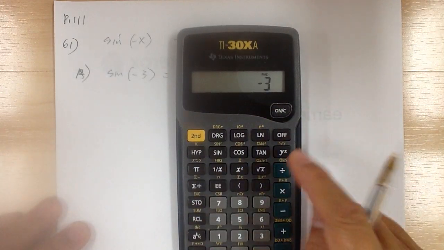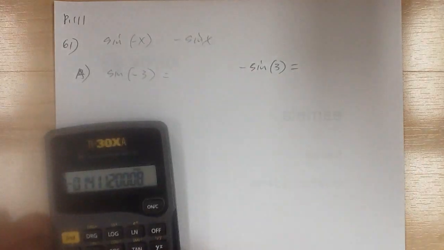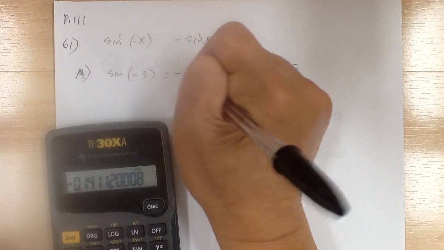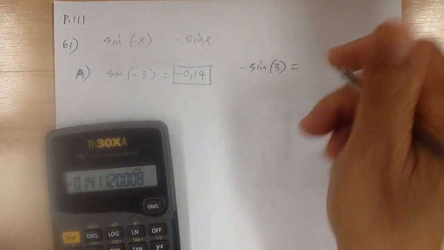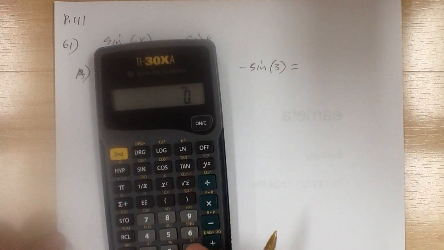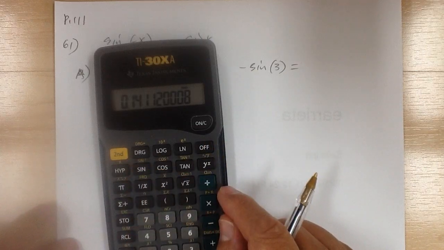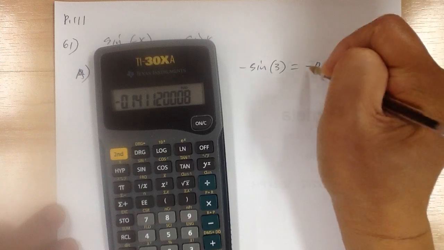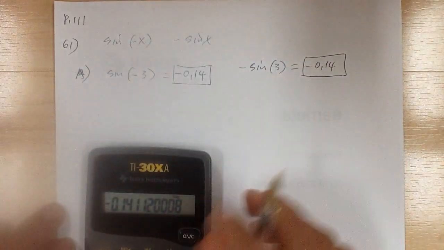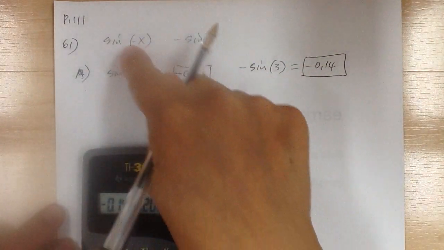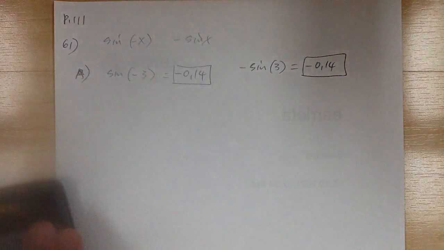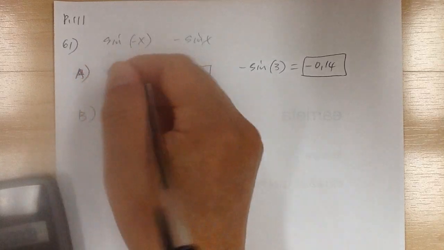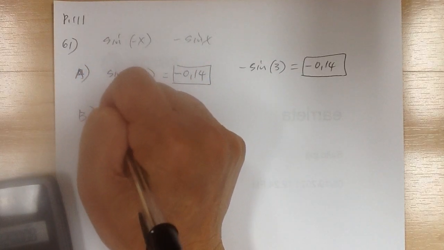So 3 negative, you push sine, and to 2 significant digits it will give you negative 0.14. Okay, this one over here. So 3 sine of that and times by negative, you get negative 0.14. So you can see that they are the same, they are equal. Okay, so this equals that. So there's another identity. Okay. And again, just to make sure, let's do the B.